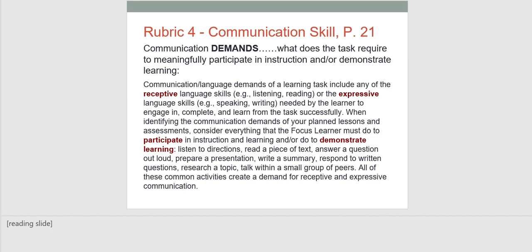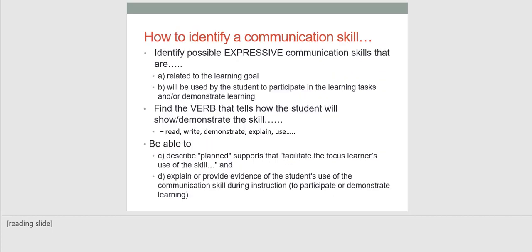When identifying communication demands of your planned lesson and assessment, consider everything that the focused learner must do to participate in instruction and or learning, and or do to demonstrate their learning. So do they have to listen to directions, read a piece of text, answer a question out loud, prepare a presentation, write a summary, respond to written questions, research a topic, talk within a small group of peers? All of these common activities create a demand for receptive and expressive communication.